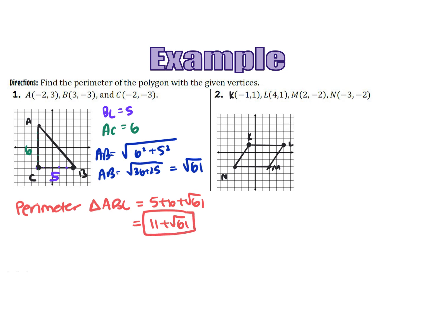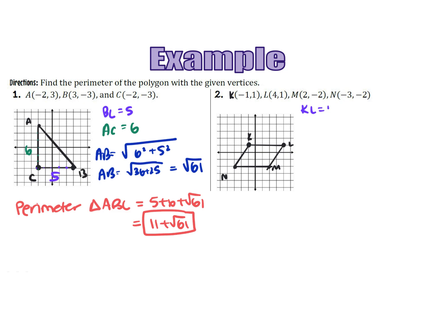And there we have it. Why don't you go ahead and pause the video, see if you can find the length of the 2 sides that you can count, KL and MN, and then see if you can use the Pythagorean theorem to find the length of the other 2 sides. Remember, they're going to be the same. Then unpause the video and see how you did. All right, hopefully you had time to work that out.